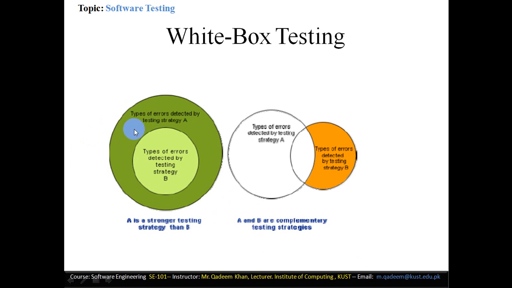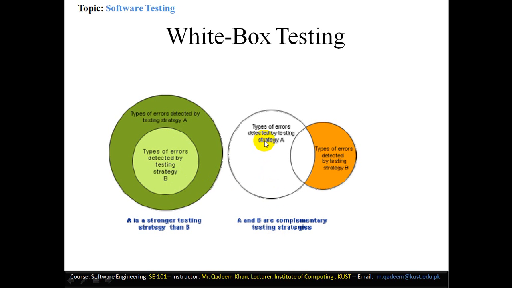Now, for example, we have the types of errors detected by testing strategy B and the types of errors detected by testing strategy A. So we can say that A is a stronger testing strategy than B. A and B are two strategies, but A is stronger than B, because A includes B fully, while B includes only some part of A. So that's why A is the stronger strategy than B.